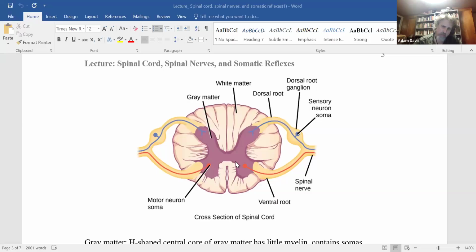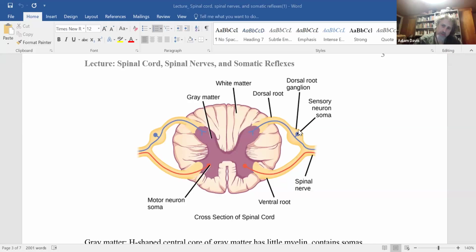Here are our 2 ventral roots. Here are our ventral horns, excuse me. Here are our 2 dorsal horns pointing towards the back of the body. Ventral horns point towards the front of the body. White matter, you can see, surrounds them on all sides. Here's an incoming spinal nerve on either side, and you can see that it splits into dorsal and ventral roots.